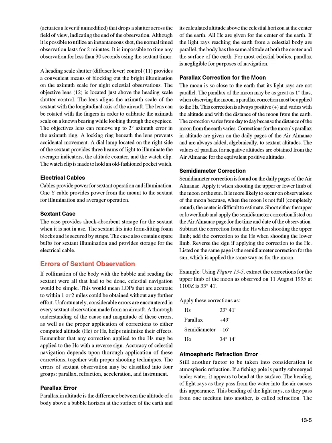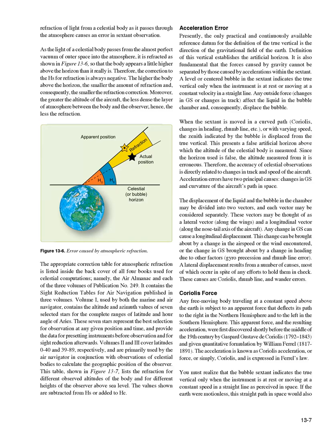Atmospheric refraction error. Still another factor to be taken into consideration is atmospheric refraction. If a fishing pole is partly submerged underwater, it appears to bend at the surface. The bending of light rays as they pass from the water into the air causes this appearance. This bending of the light rays, as they pass from one medium into another, is called refraction. The refraction of light from a celestial body as it passes through the atmosphere causes an error in sextant observation.